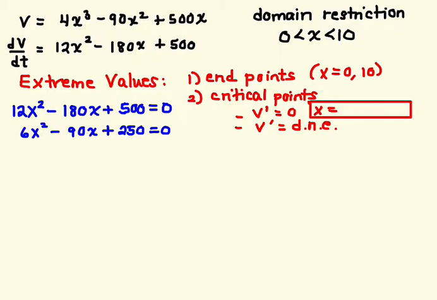You don't have it? You should have that. Putting in 6, negative 90, and 250, what are the roots?